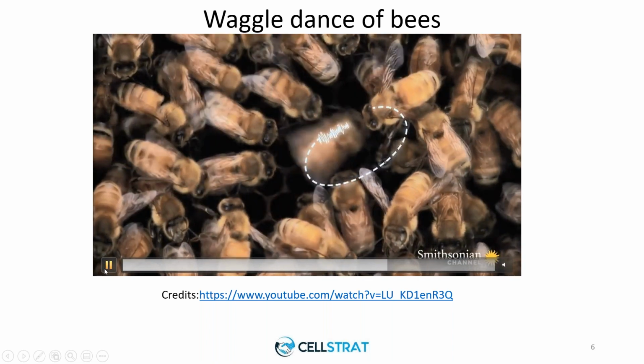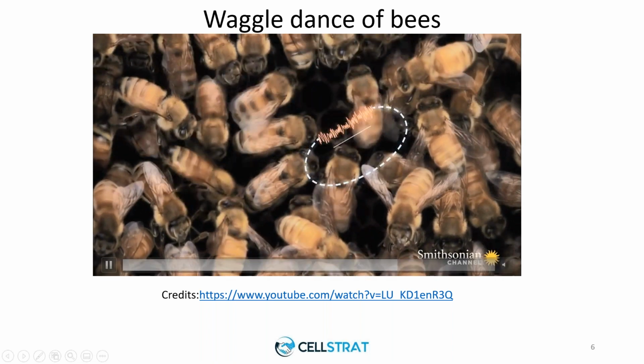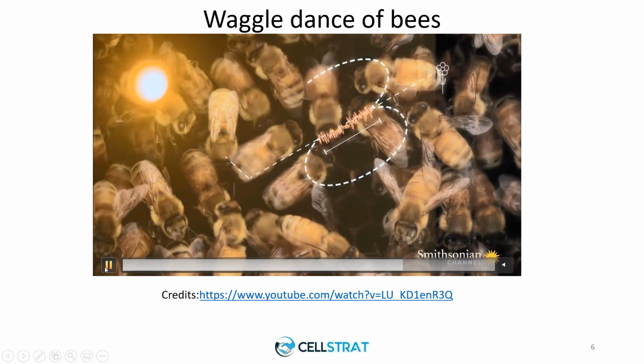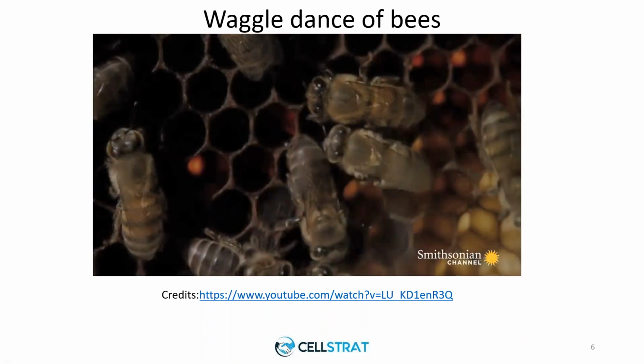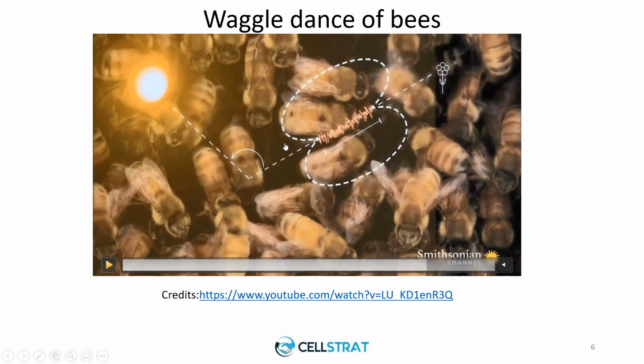Apart from communicating the distance, it also communicates the direction of the food, and it's quite amazing how they find the direction. So here, this particular line with respect to the sun and the angle gives the bees the direction on where to go and find the food. Again, this is an example of collective intelligence coming into play, where a group of individuals are coming together to solve a common problem.